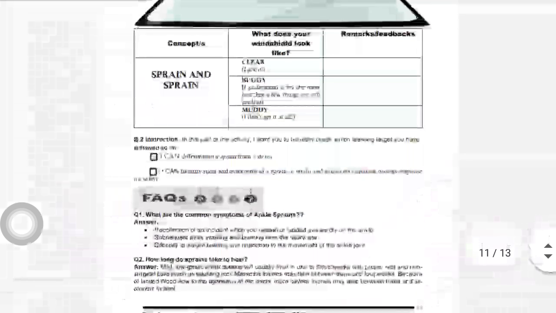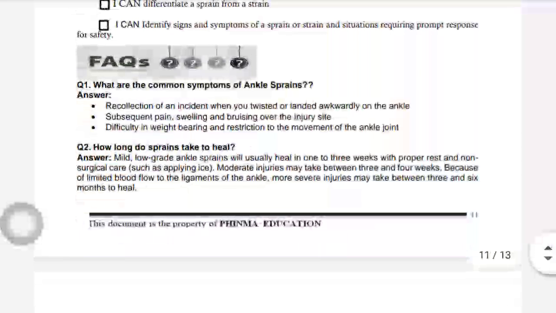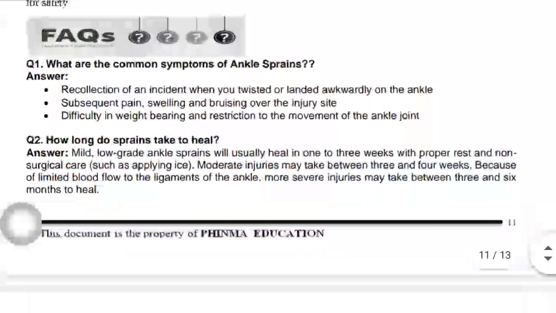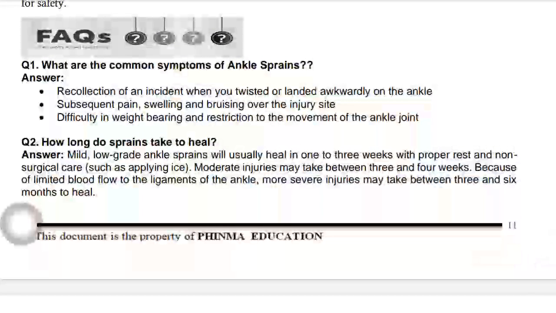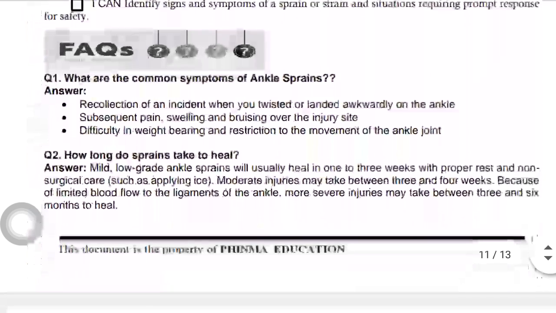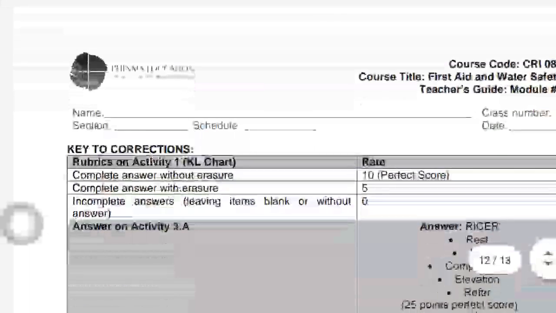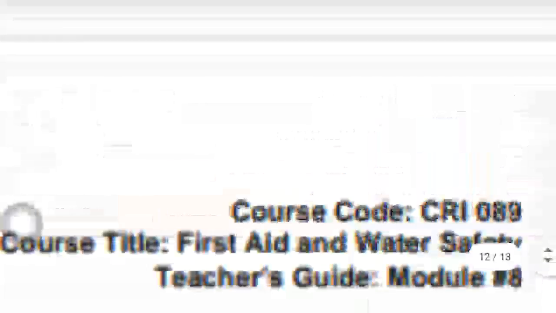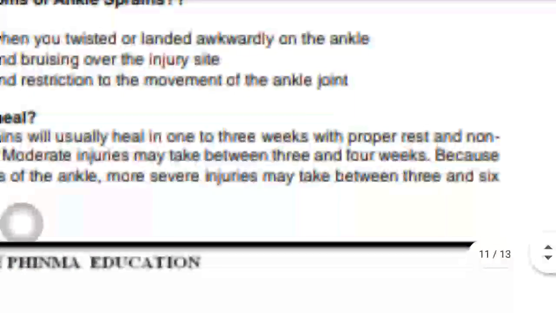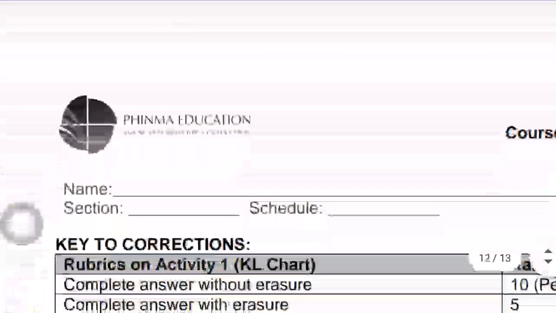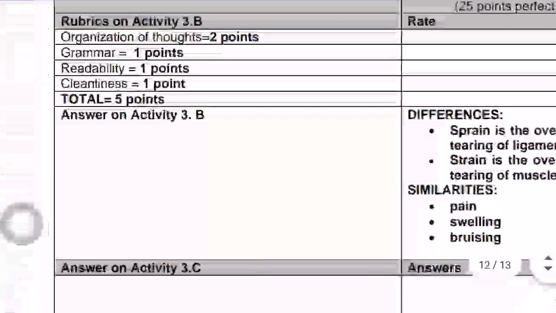Next, what are the common symptoms of ankle sprains? Recollection of an accident where you twisted or landed awkwardly on an ankle. Subsequently, pain, swelling, and bruising over the injury site. Difficulty in weight bearing and restriction to the movement of the ankle joint. So those are the symptoms of a sprain in your ankle.